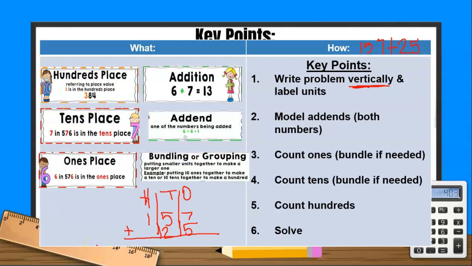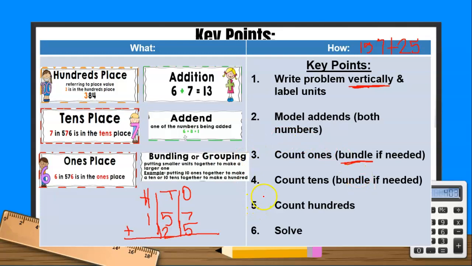So let's go over the steps that you need to follow when you're adding. You already should know all the steps. The first thing is that you write the problem vertically, and this is how it looks like. Remember, this is what I want to see, write the problem vertically. Key point number 2 says model the addends, and model the addends means you draw both numbers. I draw the ones, the tens, and the hundreds in the place value chart. Key point number 3 is you count the ones. If you have more than 10, boys and girls, you bundle. That means that you put them in a circle, you make an arrow, and you put a dot.